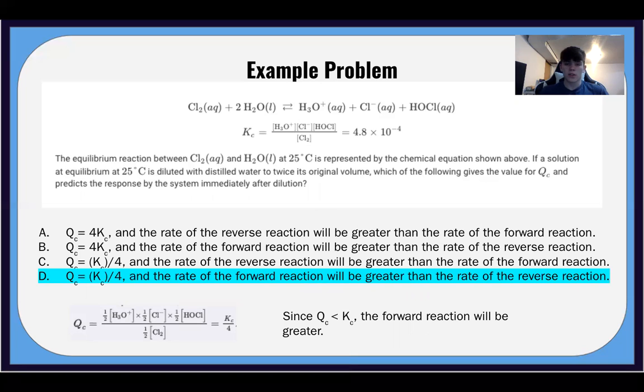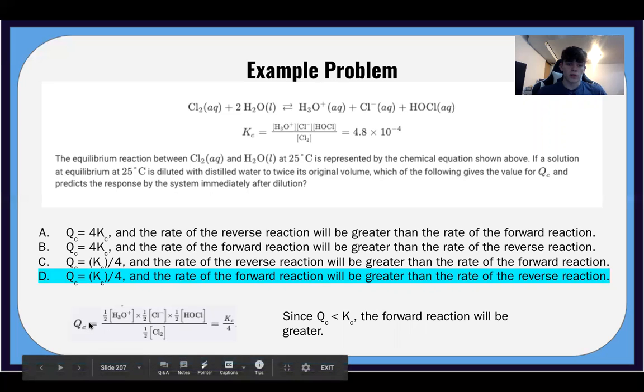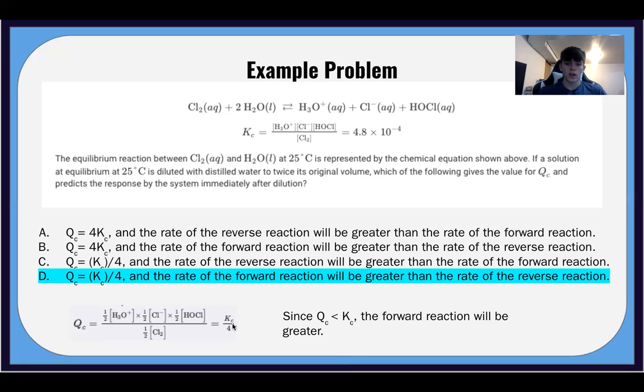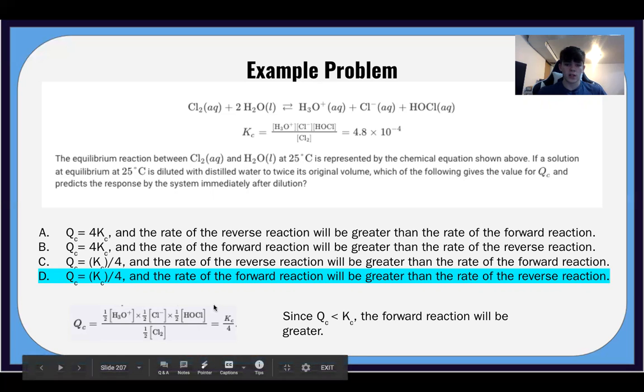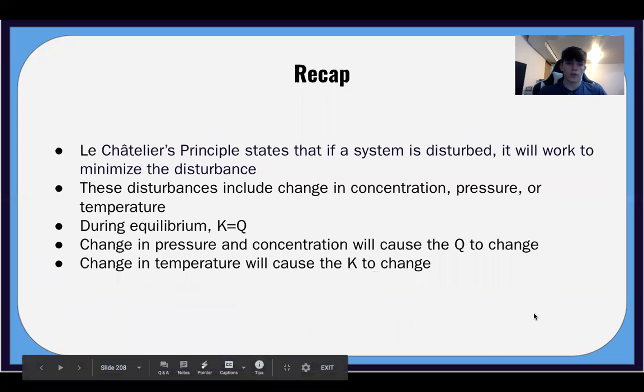Since there is twice as much volume with the same amount of products and reactants, everything will be halved. So that is where we get this bottom. We can put the 1/2 coefficient in front of all of the molecules, giving us our Kc over 4. And now, since in this case Qc will be less than Kc, the forward reaction will be greater, giving our answer D.